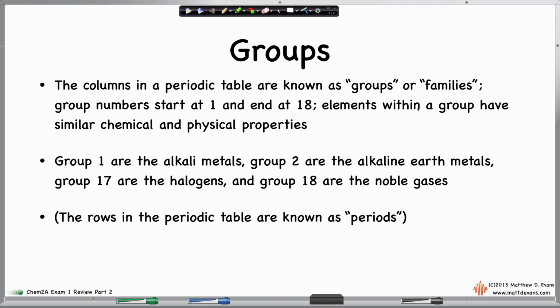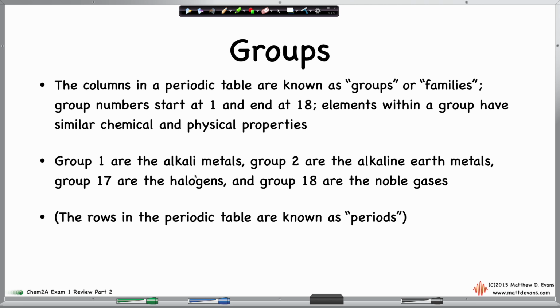It starts at 1, ends at 18, and that's due to the fact that the first two groups are called the S block elements. It's 2 wide. The middle part is called the D block. That's 10 wide, and then the last 6 is another, that's a grand total of 18, and that's called the P block. Some of the groups have names.